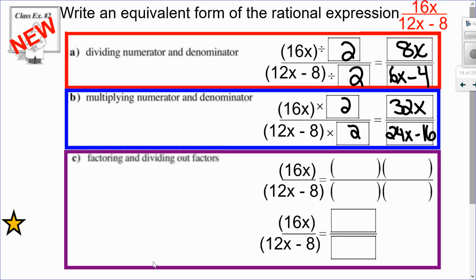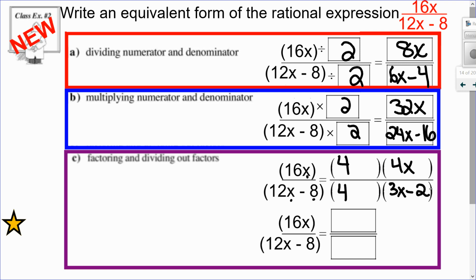So let's go back here, and I'm going to factor out a 4 from each. Okay, look to see if there's any other greatest common factor. So this one has an x, this has an x, but this does not have an x, so it is not a common factor. So it looks like just 4 is the common factor. So 16x divided by 4 is 4x. 12x divided by 4 is 3x. Take away 8 divided by 4 is 2.